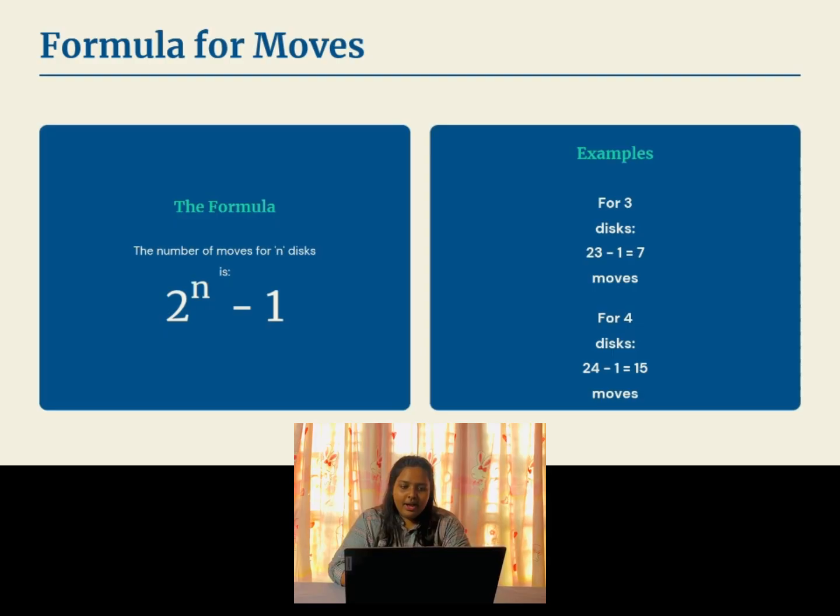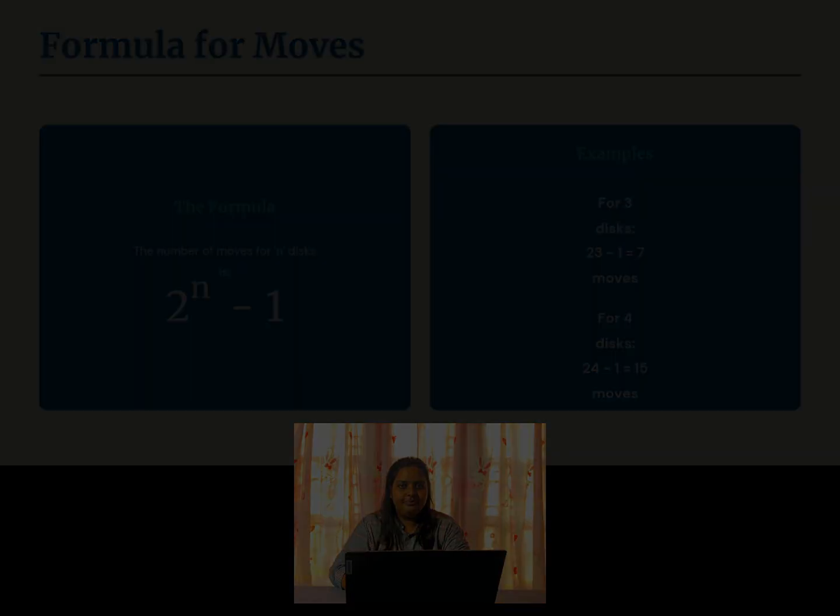The formula to calculate the number of moves required for n discs is 2^n - 1. For 3 discs, it's going to be 7 moves. For 4 discs, it's going to be 15 moves. You can see how quickly the numbers grow. That's the power of recursion.